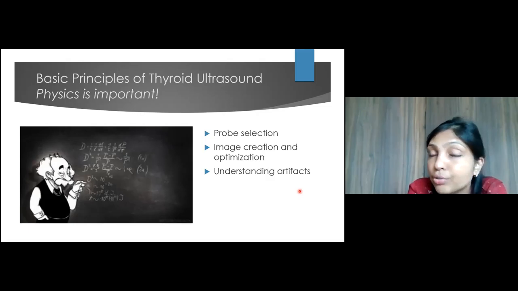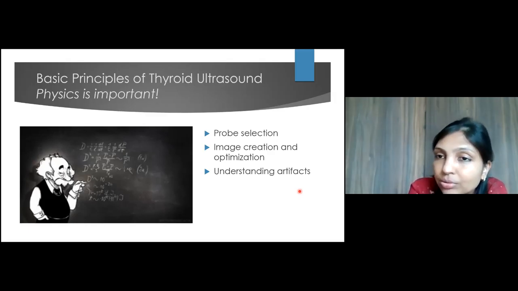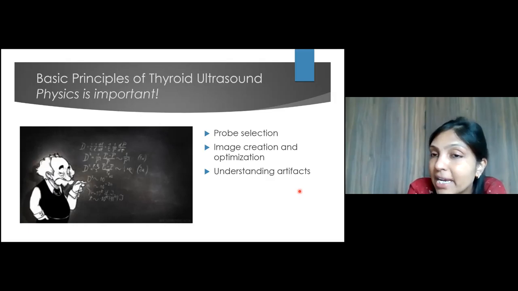While we talk about the utility of thyroid ultrasound, how we can differentiate nodular disease, benign, malignant, lymph nodes, vasculature, it's very, very important that we understand how the physics behind the thyroid ultrasound works. And this is important because when you're doing it in real practice, it helps you with the probe selection, how you can optimize or play with the knobs on the machine, how you can actually optimize the image creation.